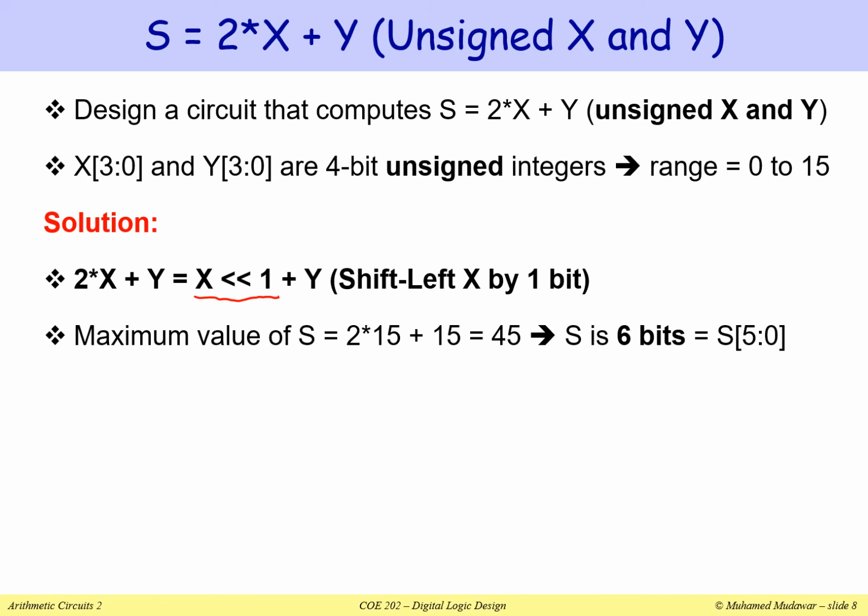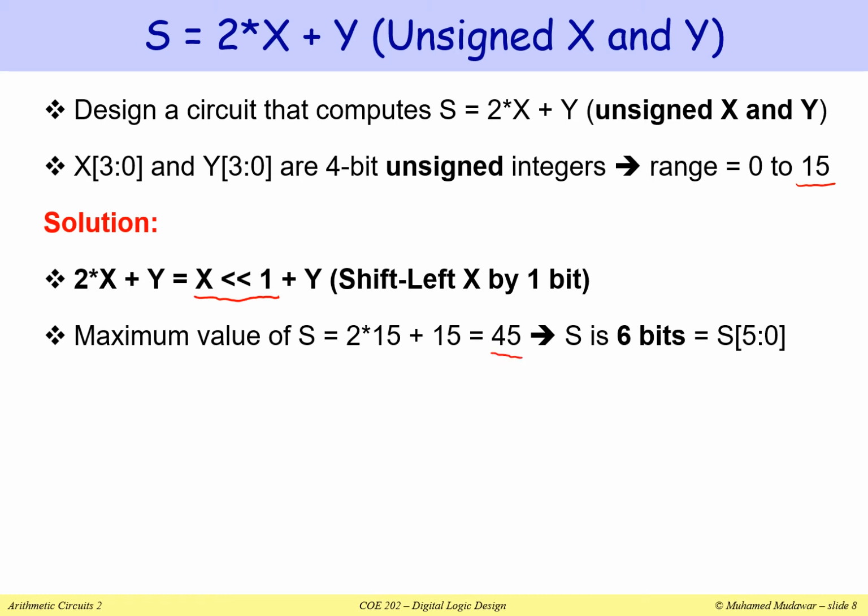So what is the maximum value for s? Now, if x and y are unsigned integers, the maximum value of x and y are 15. So the range is from 0 to 15. So we say that the maximum value of s is 2 times 15 plus 15. This will give me 45.